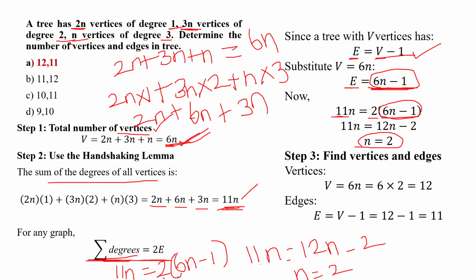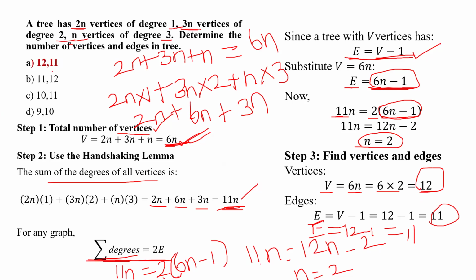Now we have to apply vertices equal to 6n. So vertices equal to 6 into n, 6 into 2 is equal to 12. Now I got vertices 12. Edges equal to V minus 1 is the formula. Edges equal to 12 minus 1, which is equal to 11. Now edges 11, vertices 12.